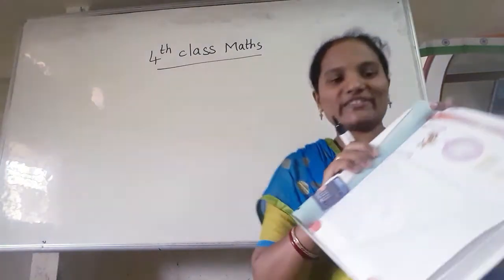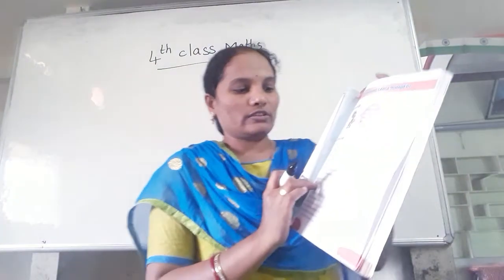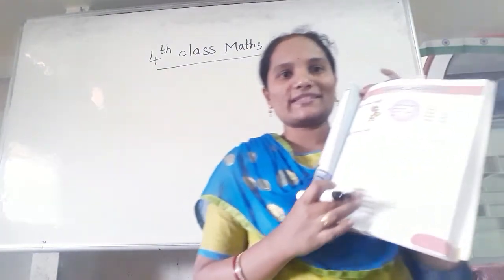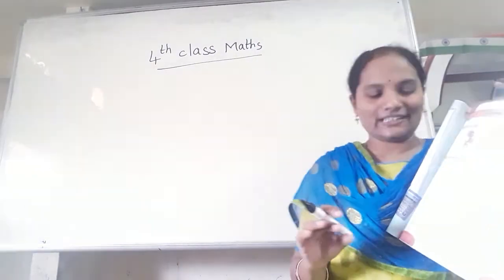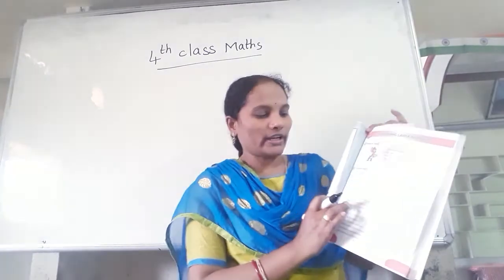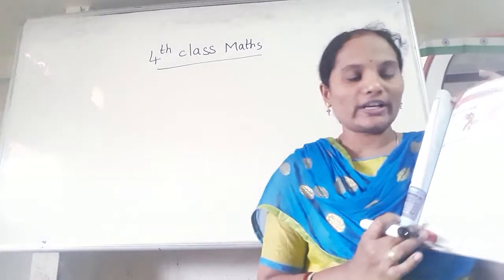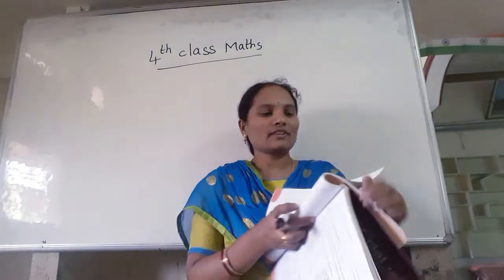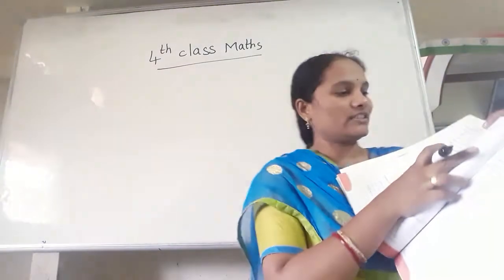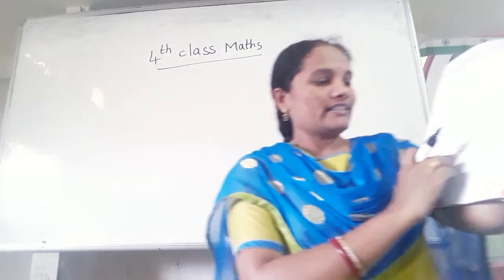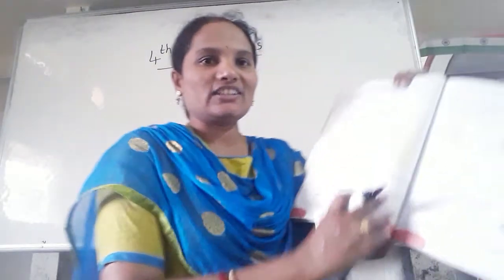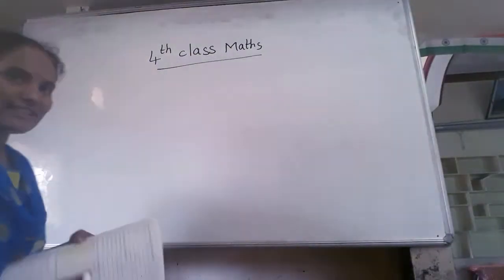I said in previous classes how to find the greatest number and the smallest number in 1 digit, in 2 digit, and in 3 digit. Next, how to write the number names and how to write the numbers. Next one, let's see our topic: arrange the following numbers in ascending order.